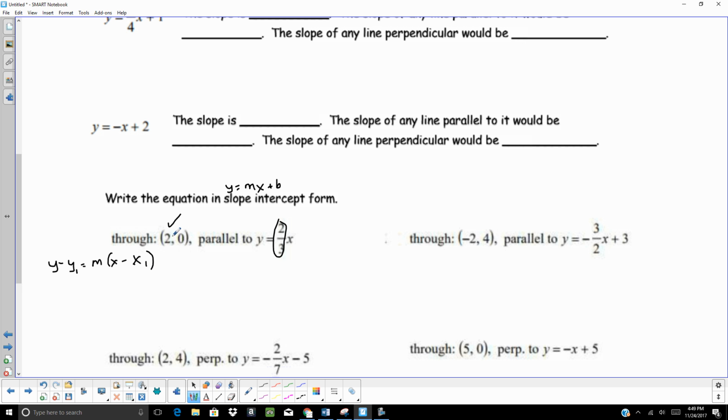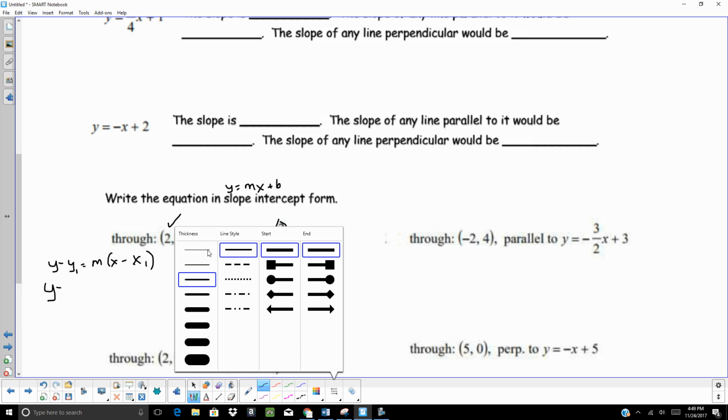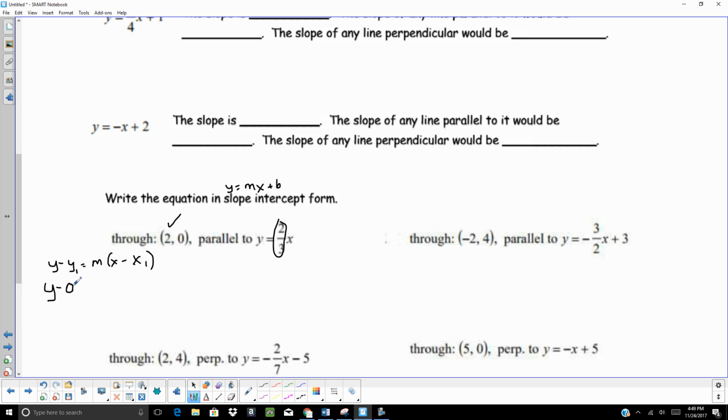So let's go ahead and plug in what we know. My y coordinate is 0. Oops, did I put an equal? I'm going to put a minus. So y minus 0 equals my slope. For parallel, it's the same, so 2/3. X minus 2.